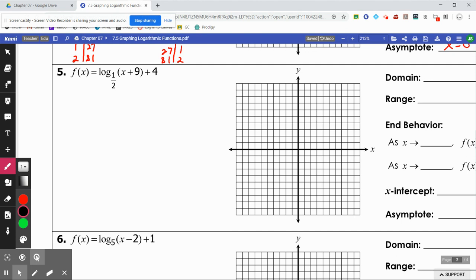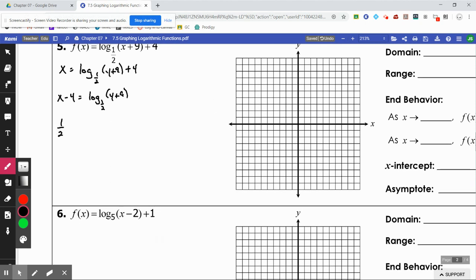Okay, number 5, here's my function, and again, let's go ahead and find our inverse and graph it instead. So it's log base 1/2 of y plus 9 plus 4. Move the plus 4 over by subtracting 4. That'll be x minus 4 equals log base 1/2 of y plus 9. Change forms, that would be 1/2 raised to the x minus 4 power, and that's the whole 1/2, so I'm going to put them both in parentheses, equals y plus 9. To get rid of plus 9, we can just subtract 9 right here. So that's what we're going to graph right there.